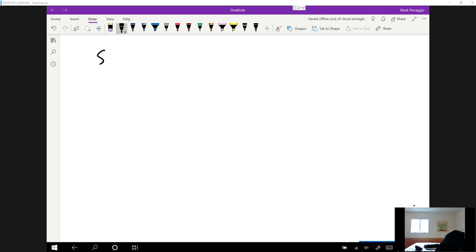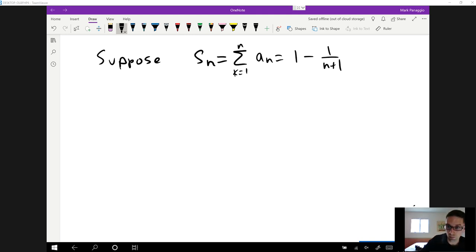So let's suppose that we know that the nth partial sum, which is, remember, the sum from k equals 1 to n of a_n, has some nice simple expression like perhaps 1 minus 1 over n plus 1. I think we found that in a previous example. If we know that, then it is straightforward to actually find what the series approaches. We just take a limit as n goes to infinity of S_n, and that will give us the answer.